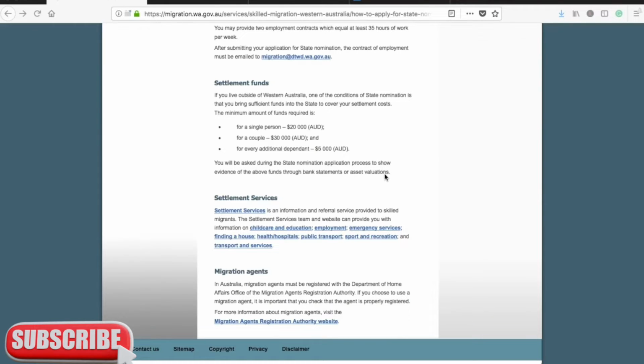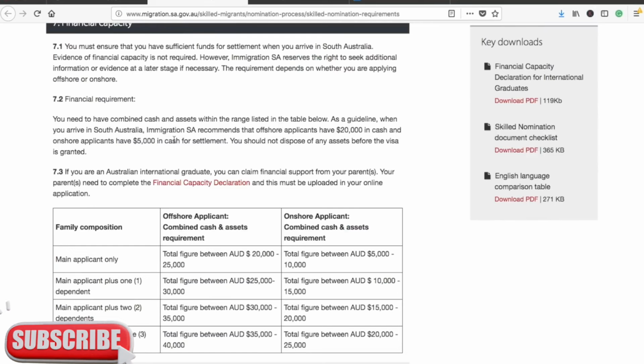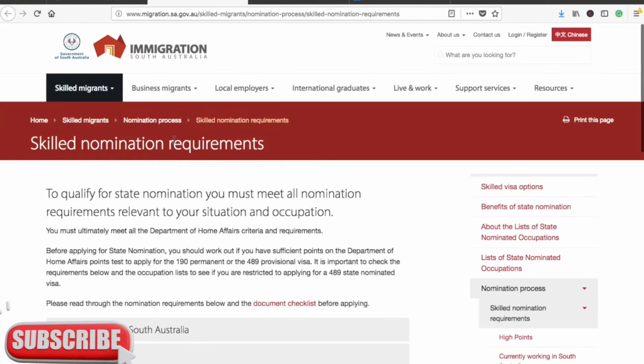So if you're applying for Western Australia, you need to have this much amount in your account or as an asset. So if you have a property, you can show your property papers to prove that you have the asset. Okay, so this was the case for Western Australia, where you need to show this much amount and you have to show the evidence as well. Let's talk about South Australia.